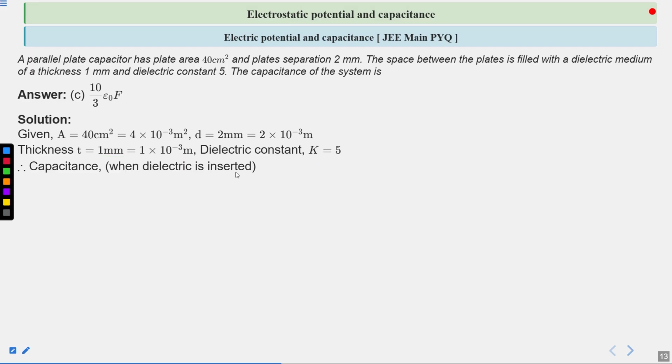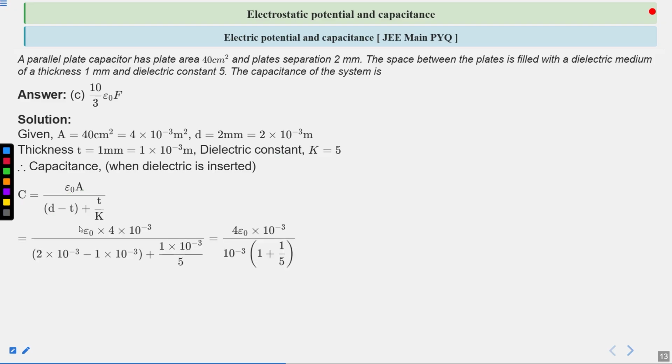So capacitance when dielectric is inserted is given by this formula. Again, this formula, when separation between the plates is different from the thickness of the dielectric material: d minus t plus t by K. So K is 5 here, t is 1 millimeter here, d is 2 millimeter here. And epsilon naught, you know the value, a constant, and area is also given. Now put these values. We don't have to put the epsilon naught value, since they have maintained epsilon naught as it is in the options also.